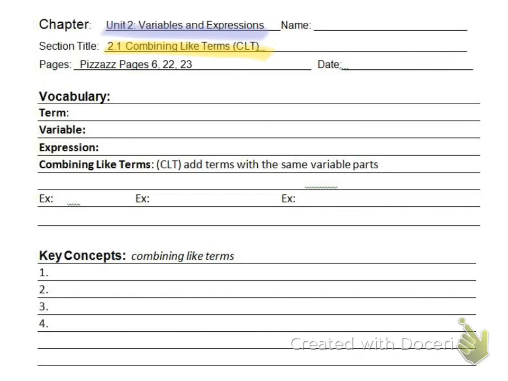We're going to start out with some vocabulary for the new unit, including term, variable, and expression. And of course, combining like terms, since that's the essential title of this section. Let's go ahead and look at a term. So a term is a simple expression with only multiplication.